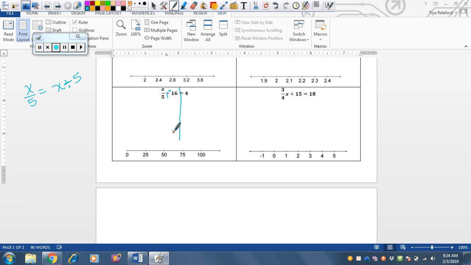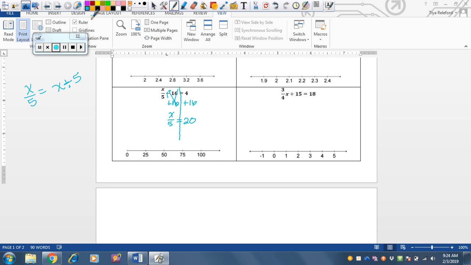I'm going to follow the same steps. Step 1 is to add or subtract. Which number is being added or subtracted? -16. What's the opposite of -16? Right? +16. So on this side, the 16s cancel out, and I'm left with x divided by 5 equals 20.